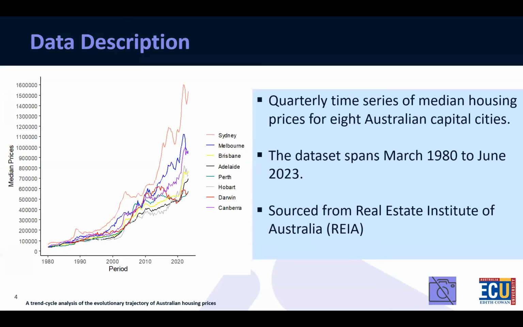With this, we used median housing prices of Australian capital cities observed at quarterly time points, and these represent past transactions of houses, and the period spans March 1980 to June 2023. We sourced this data from the Real Estate Institute of Australia. The figure on the left-hand side depicts the movement in these prices over time.